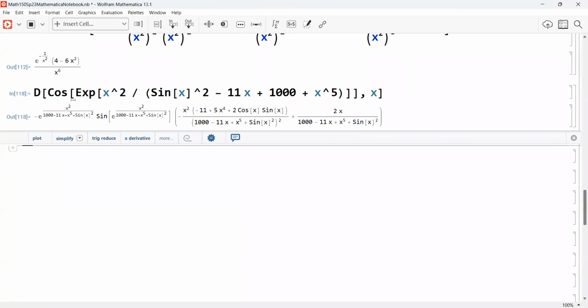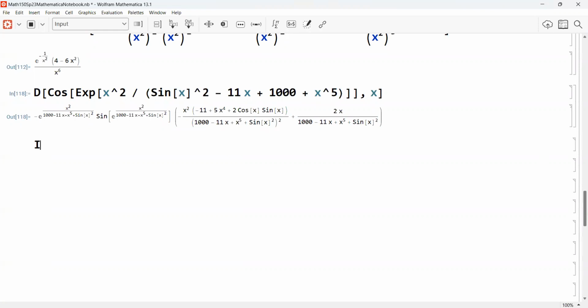I could ask Mathematica to integrate this. What do you think will happen if I ask it to integrate? Do you think it's going to give me a nice integral? No. Almost any function you put in is not going to have a nice integral. Well, we need to know how to integrate. So let's take some nice functions. Let's integrate the function x squared. So what should I get when I integrate x squared?